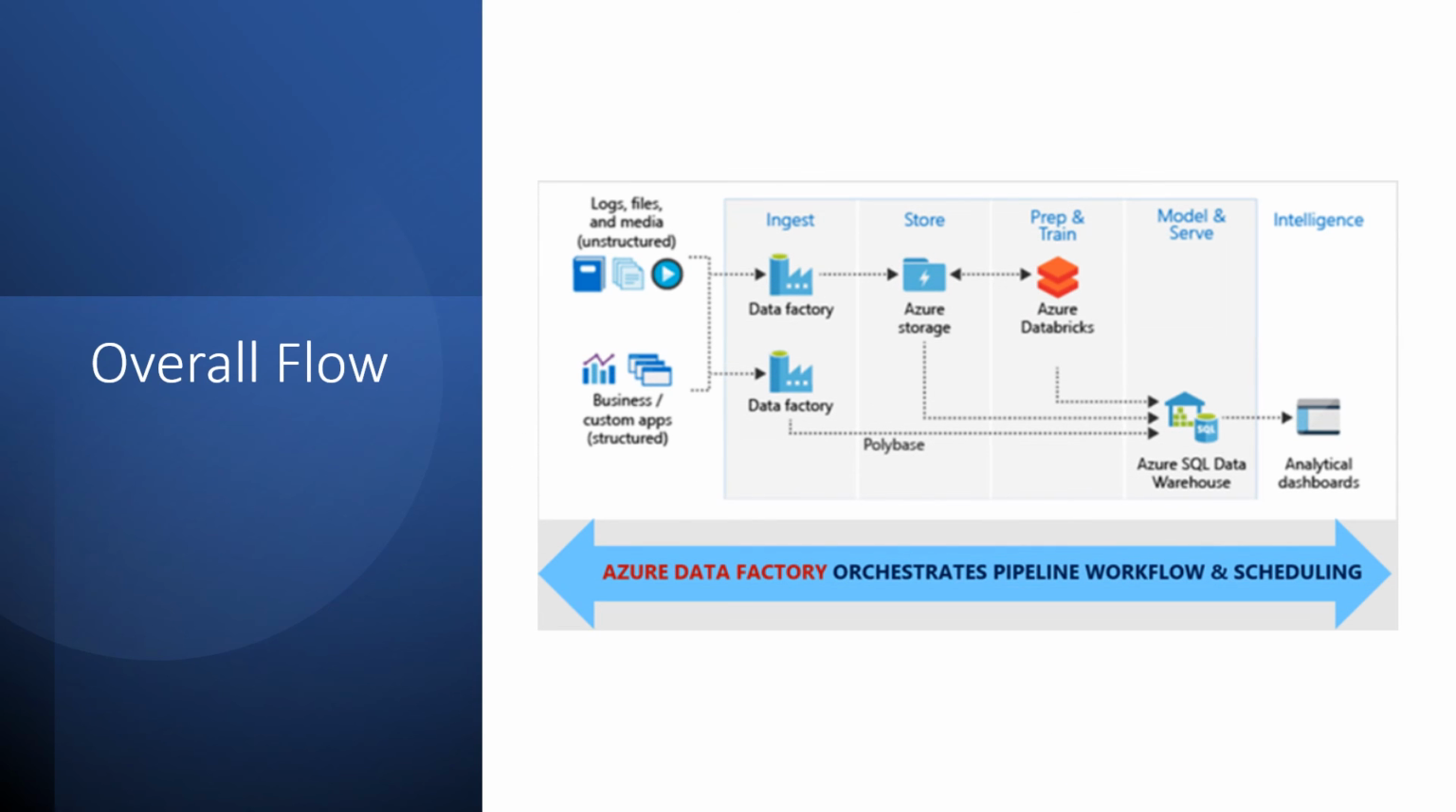This is the overall flow for the ADF. Here you can see this is the step-by-step diagram which we discussed in the previous slides. Data is coming from the unstructured and structured sources, and then it is ingested and then stored into the staging area. After that, preparation and transformation take place and finally it is loaded into the data warehouse where business users can take benefit from it.